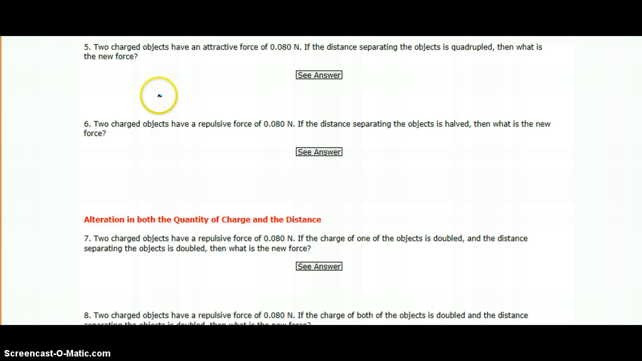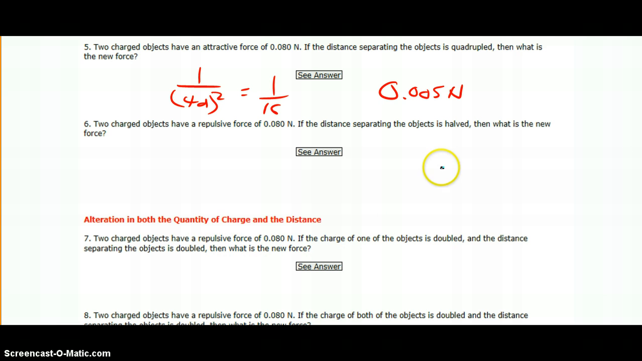Okay, so we got the 0.080 newtons. Now we're quadrupling the distance between them. So 1 over 4 distance squared. Now 4 squared is 16, so we're talking about 16 times less. So we're talking about a pretty small force there compared to the earlier forces. 1/16 of the very initial force, 0.005 newtons.